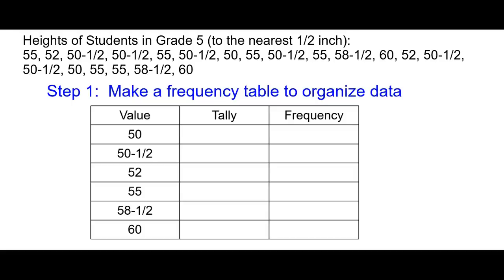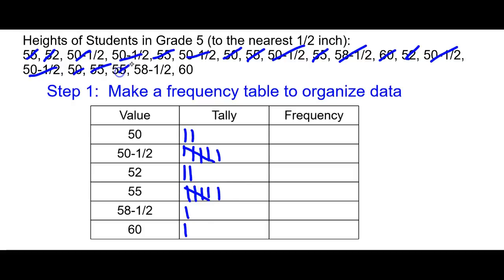So I'm going to look up here, and I'm going to put tallies for each of the different numbers. Okay, so 55, 1, 52, 50 and a half, 50 and a half, 55, 50 and a half, 50, 55, 50 and a half, 55, 58 and a half, 60, 52, 50 and a half, 50 and a half, 50, 55, 55 again, 58 and a half, and 60. Okay, so now we have all tallies for all of our data.